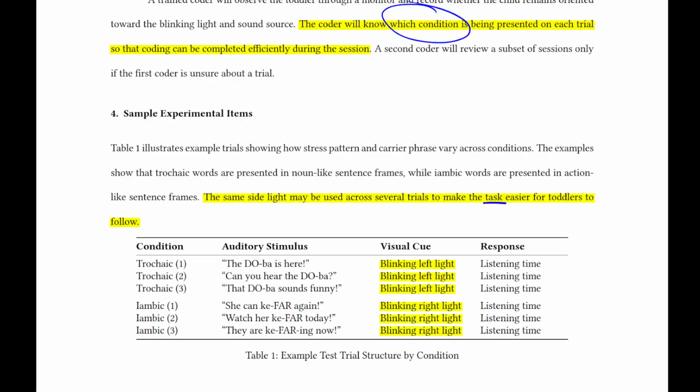And why are we trying to make it easier for children to follow? What are they following? They're just hearing words and responding with head turns. So they don't need to follow anything. They just need to listen and turn their head. So I think the lights are fine. But if you're doing this, we should at least randomize it so some of the trochaics are left and some trochaics are right, and then some iambics are left and some iambics are right. So in other words, the blinking light is not giving away which trial or condition you're on.